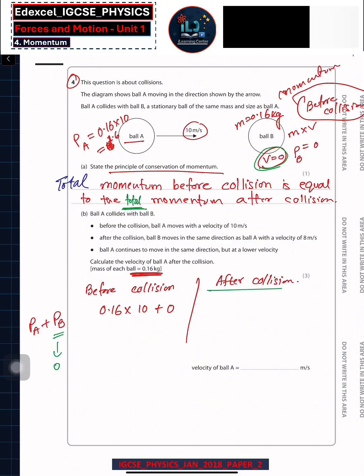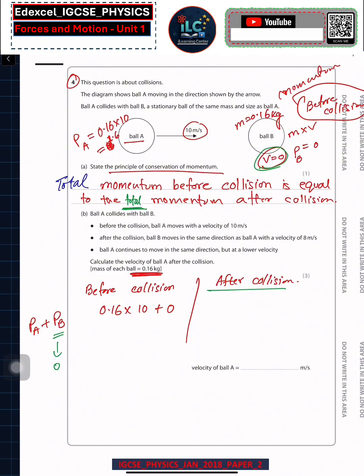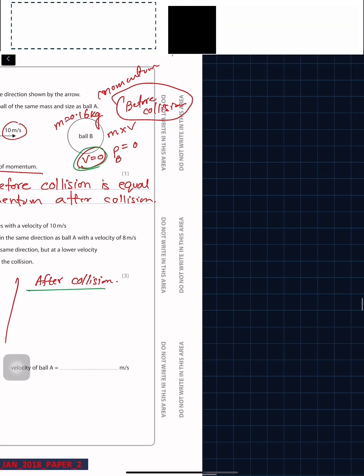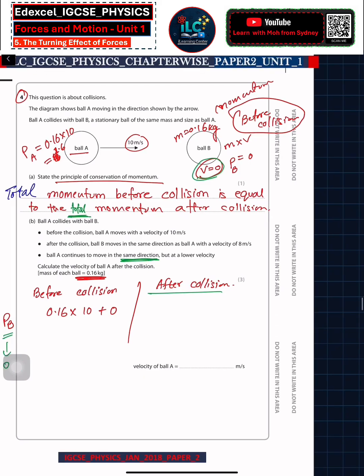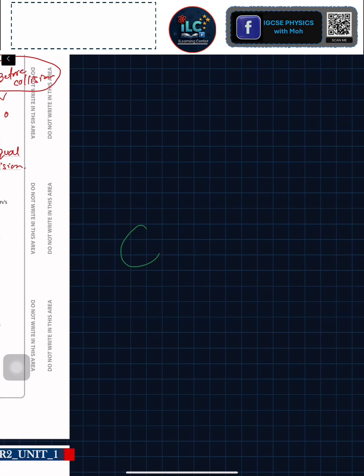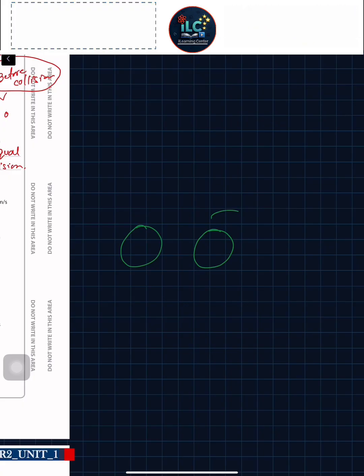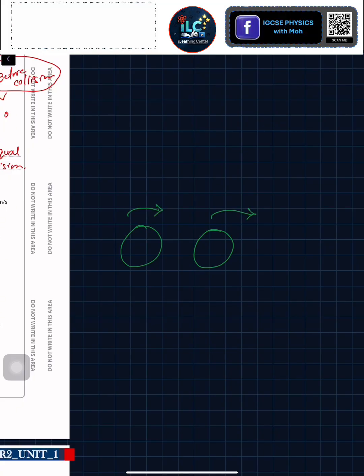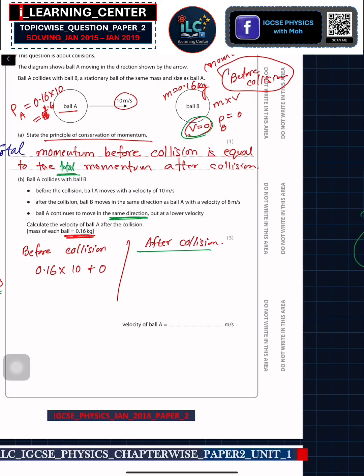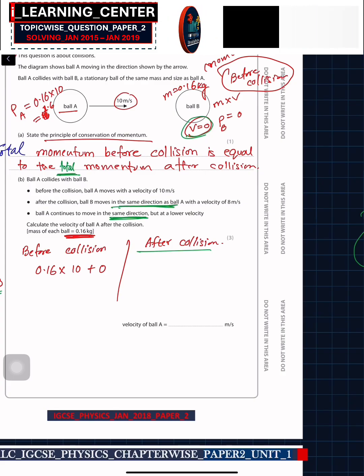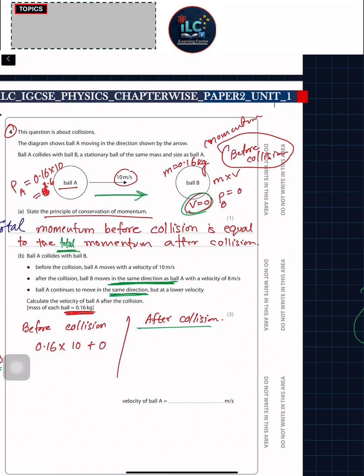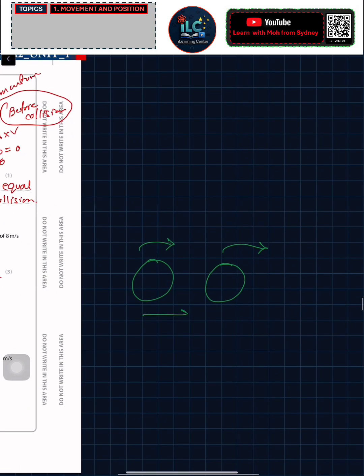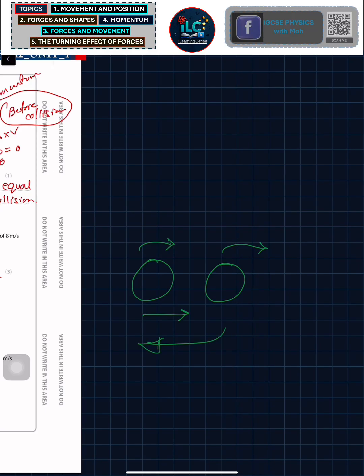Now, after collision, what happens? If you read the question here, it says that ball B moves in the same direction, and ball A continues to move in the same direction as well. When ball A and B hit, they both move in this direction. That's what it says. If you read it and don't understand it, it's a problem. It says in the same direction as A. So this ball was coming here and it hits the ball. If something comes here and hits you here, there's no way you can move in this direction. It can never make sense.